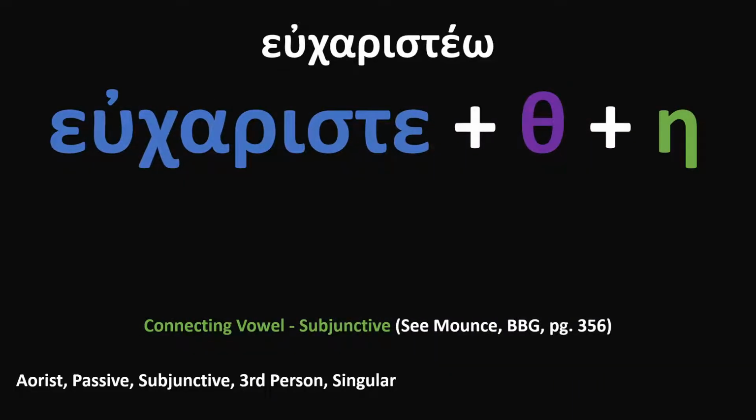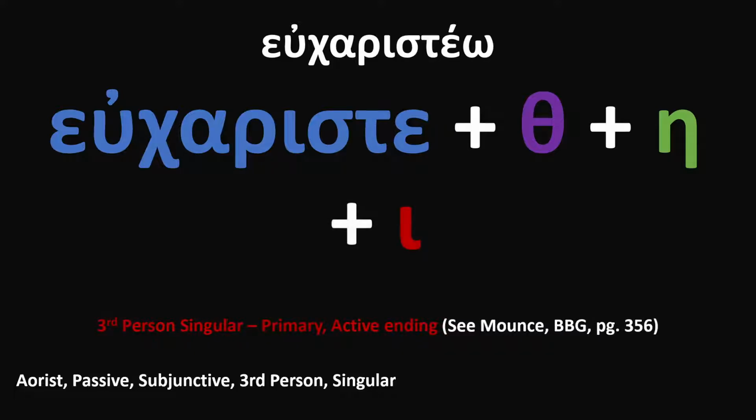And then we need to add the connecting vowel, which for the subjunctive is eta. So we've got the root, tense formative theta, connecting vowel eta. And then we want to add the third person singular primary active ending, which is iota. So root plus the tense formative plus the connecting vowel plus the third person singular primary active ending.